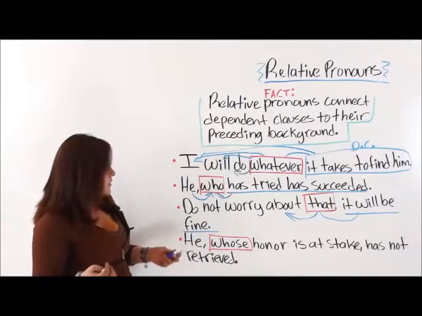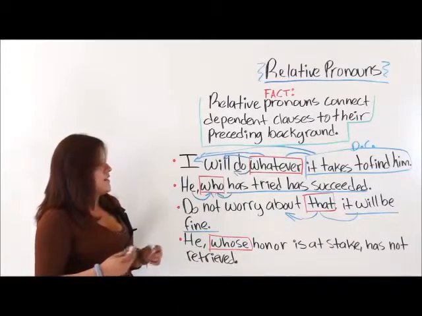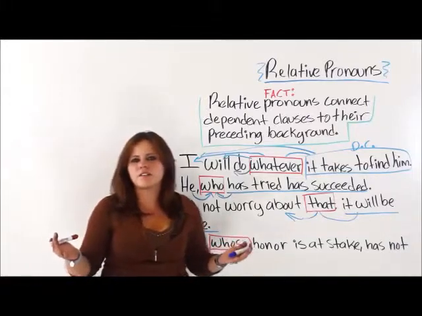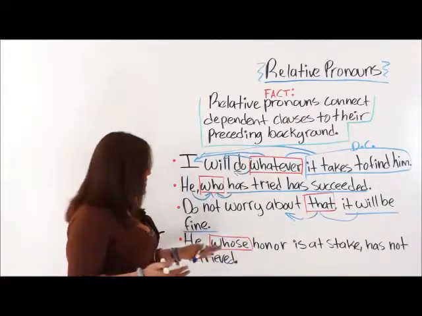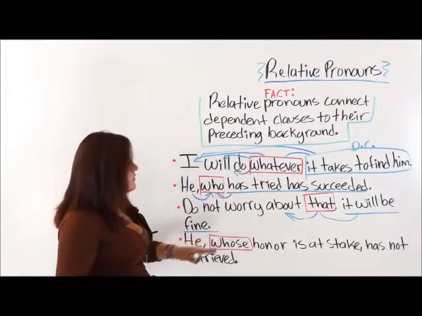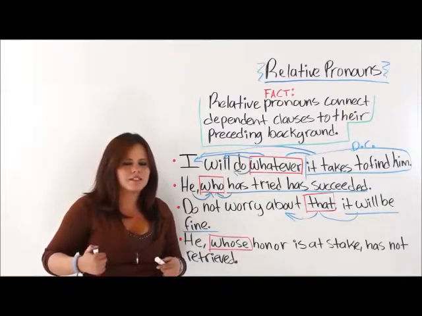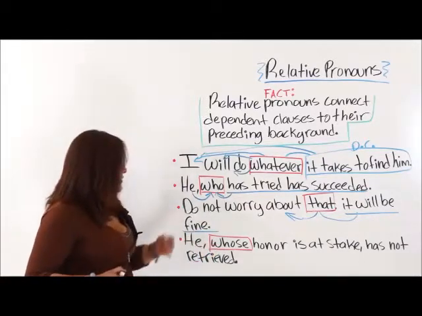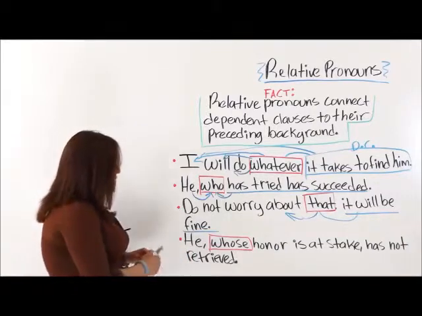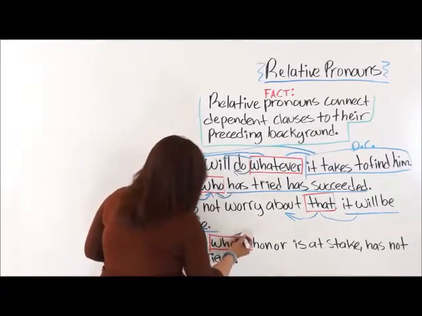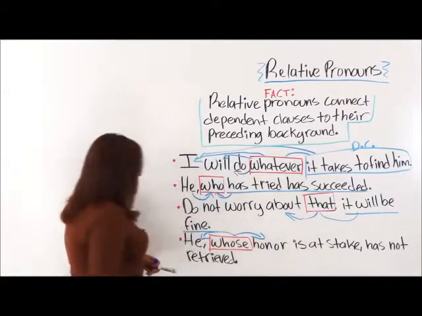And the last one says, he whose honor is at stake has not retrieved. I know these are kind of corny sentences, but they're good examples so that you can see that without these relative pronouns, these sentences would most definitely not make sense. He, honor is at stake, has not retrieved, would not make sense at all. So we need this to connect these two parts of the sentence.